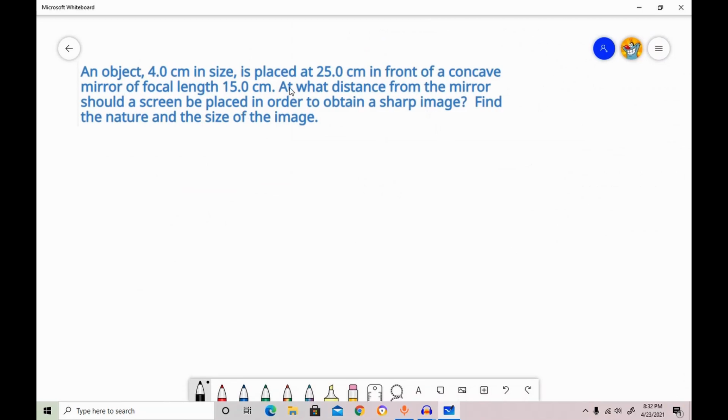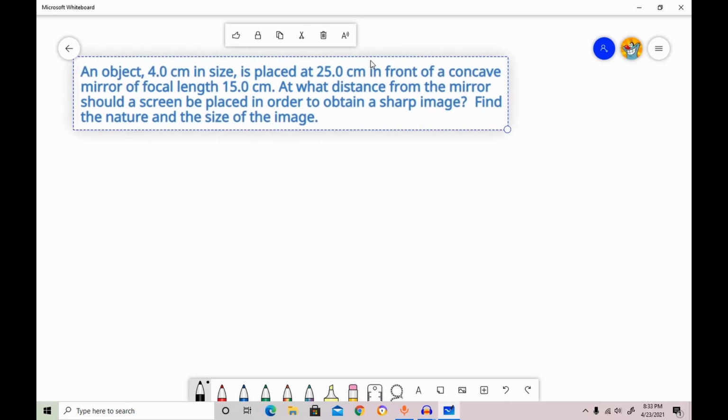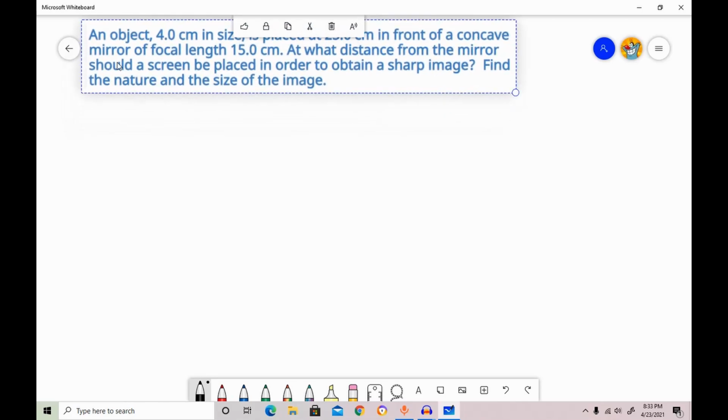So this is taken from your textbook. It is given on page number 170. It is given that an object, 4 centimeter in size, that is the size of the object is 4 centimeter, is placed at 25 centimeter in front of the concave mirror.